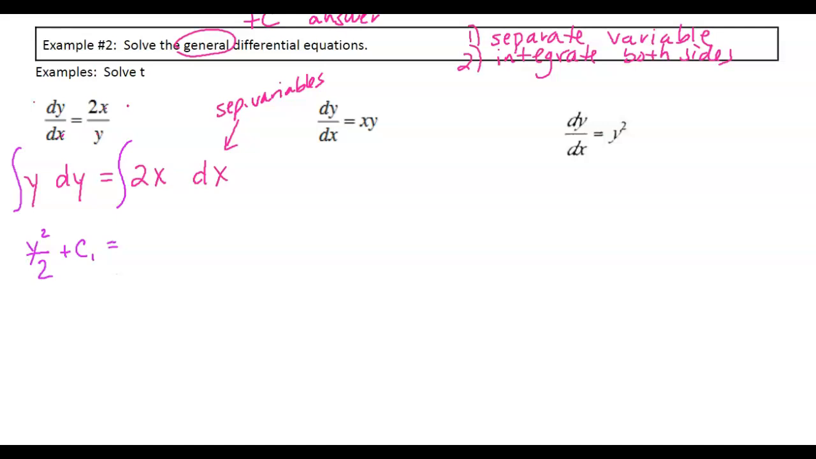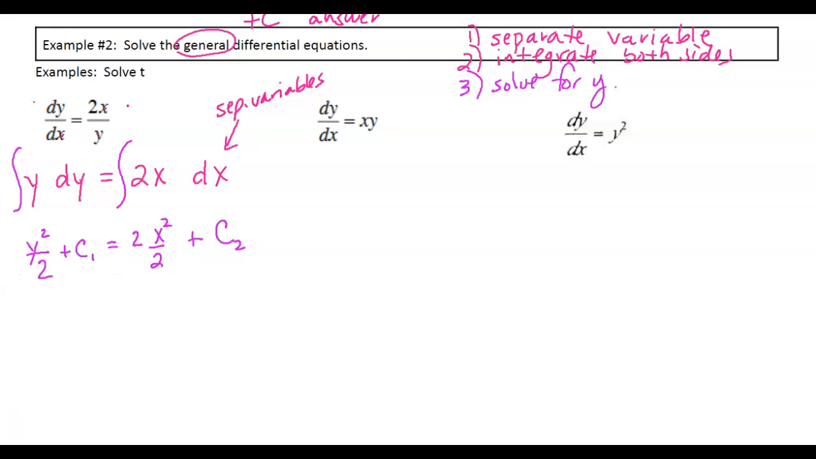On this side, I'm going to do a power rule. So I get 2, and then I add a power, divide by it. And I also get another plus C here, but it's not the same constant. And so that's why I put a different constant here. Now, once you integrate both sides, your goal, step number 3, is to solve for y. We want to get y alone.